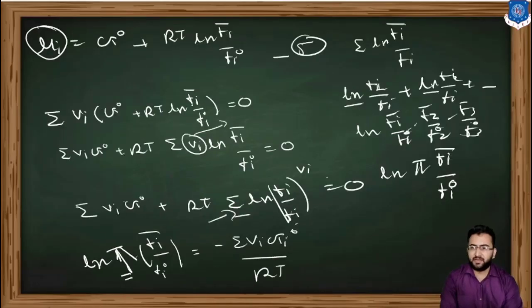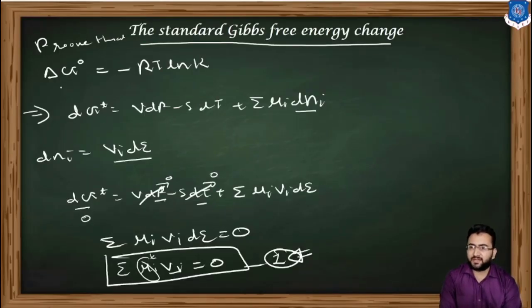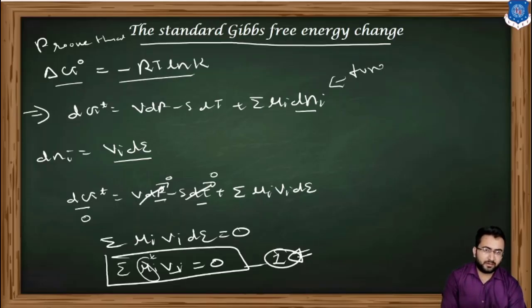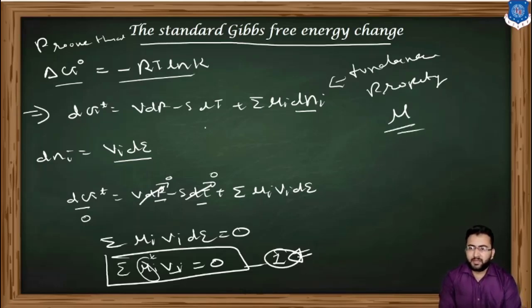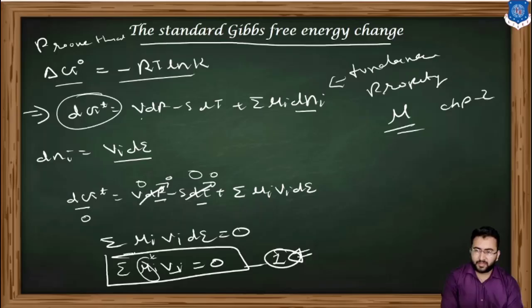So let's again revise how we prove this equation. To prove delta G naught is equal to minus RT ln K, first we write the fundamental property relation for chemical potential. This equation was already derived in chapter number 2. At constant temperature and pressure, this term cancels, and at equilibrium the Gibbs free energy change is 0. So we write 0 here. Taking d epsilon to this side, it becomes summation of mu I Vi is equal to 0.